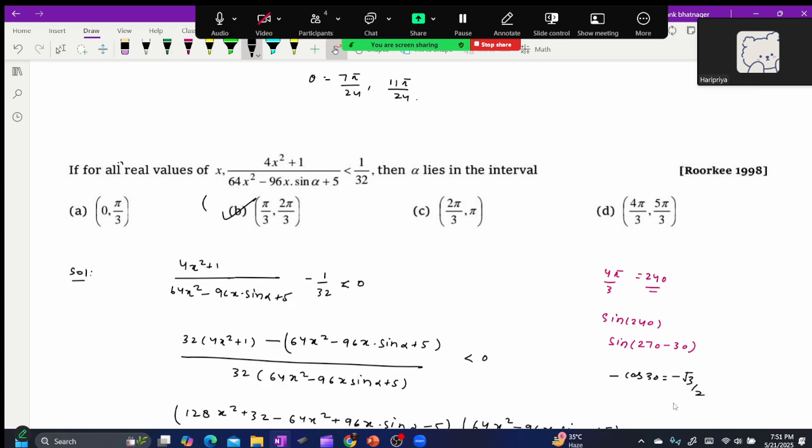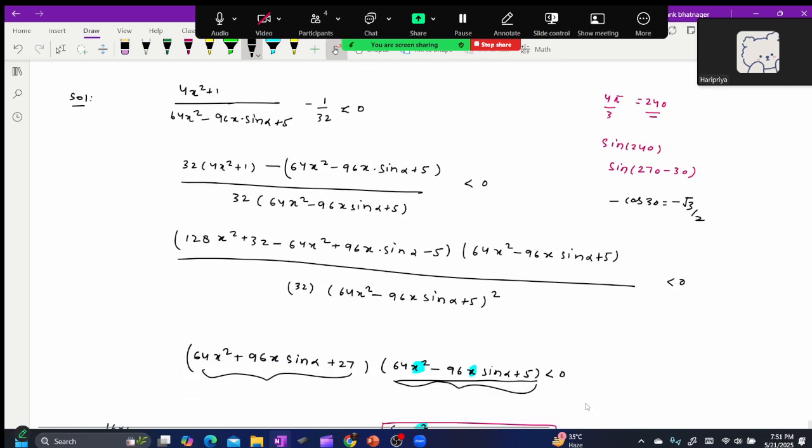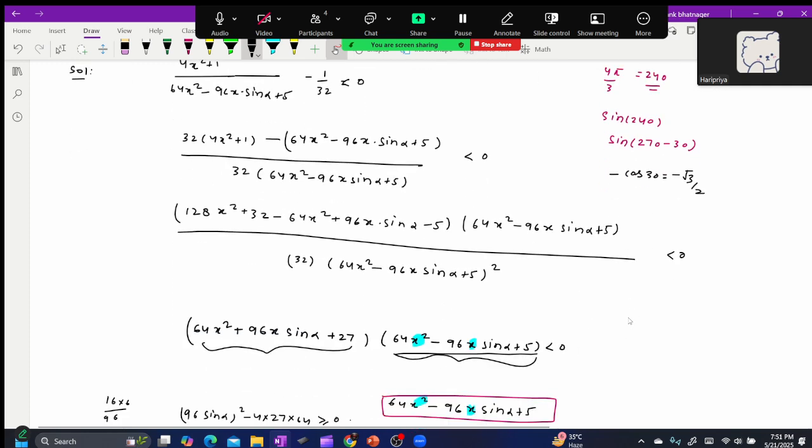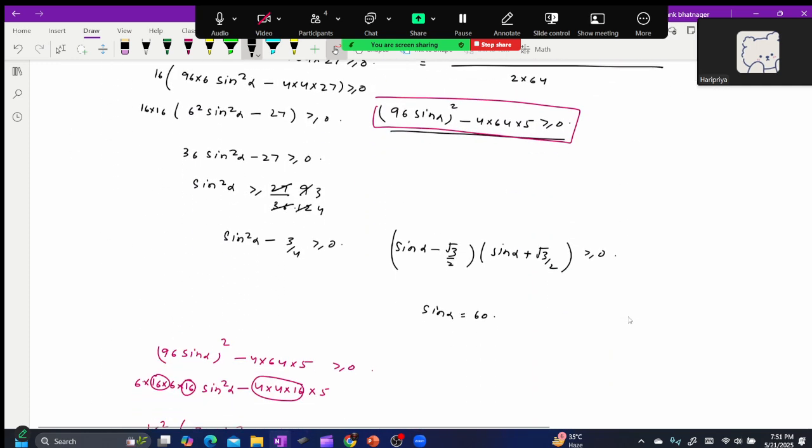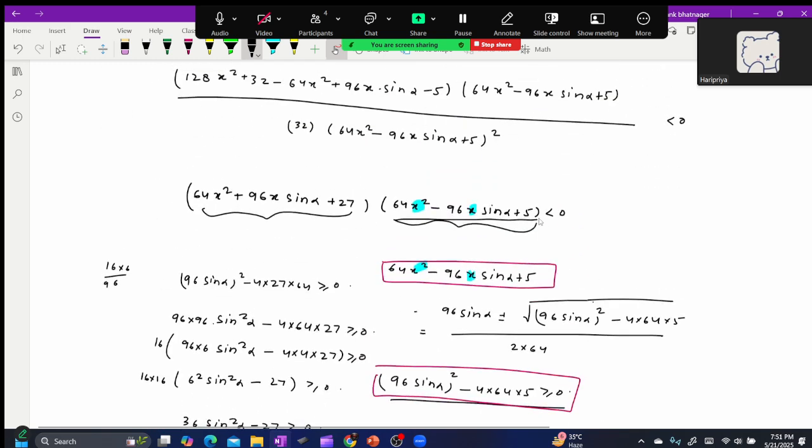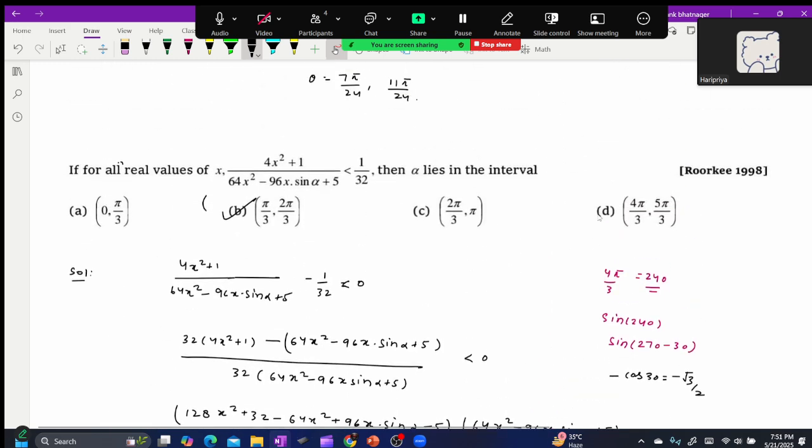Only root 3 by 2. Minus root 3 by 2. That means we are getting the answer using this only. Root 3 by 2, right? Yes, sir. That's right. Understood, sir.